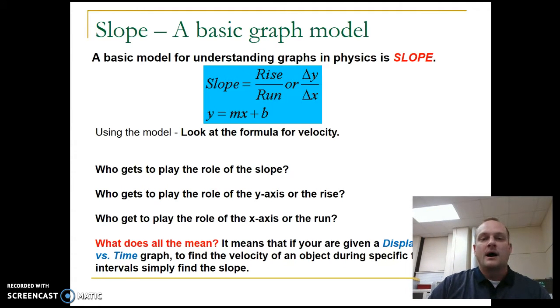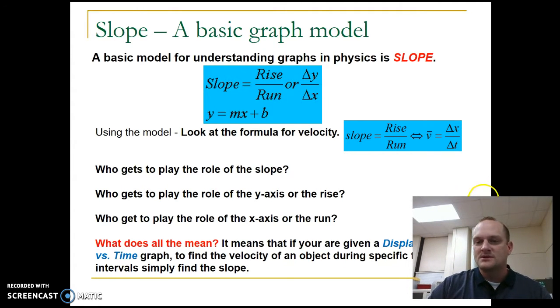That's the slope. Let's take a look at velocity, right? So we saw in the last set of notes that velocity is the displacement divided by time. It's my change in position divided by a change in time. Well, this looks a lot like my slope, right? Slope is a rise over a run. So if I use this formula, who's playing the role of the slope in this case? Well, it's going to be the velocity. Velocity and slope kind of go together in this formula.